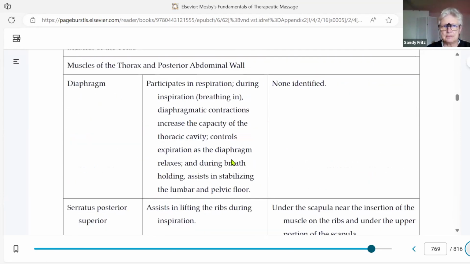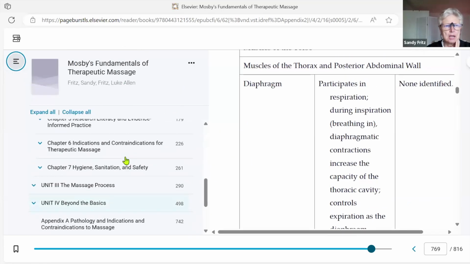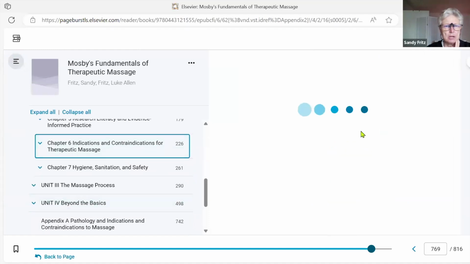The last appendix we have is related to human trafficking, and we talked about that in chapter 2. Okay, let's go back to the table of contents here and get our specific chapter up.